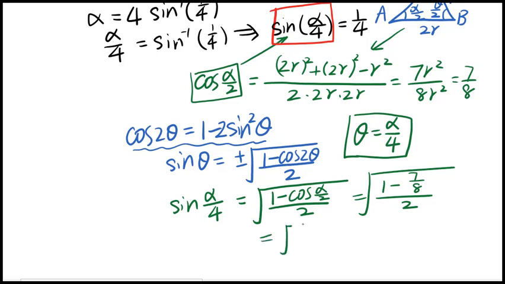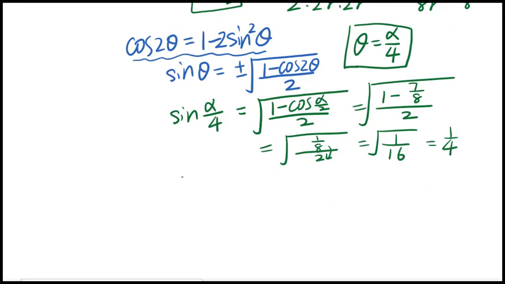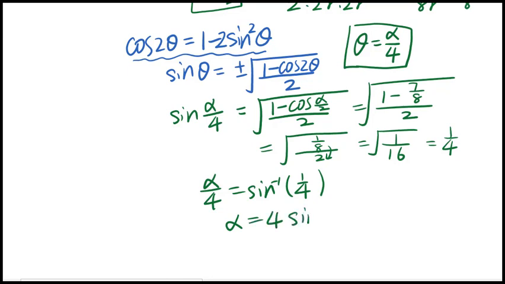1 minus 7 over 8 will be 1 over 8, over 2. Drop down this 8, you will get 1 over 16. That is 1 over 4. Therefore, we got alpha over 4 equals inverse sine of 1 over 4, and alpha equals 4 times inverse sine of 1 over 4.